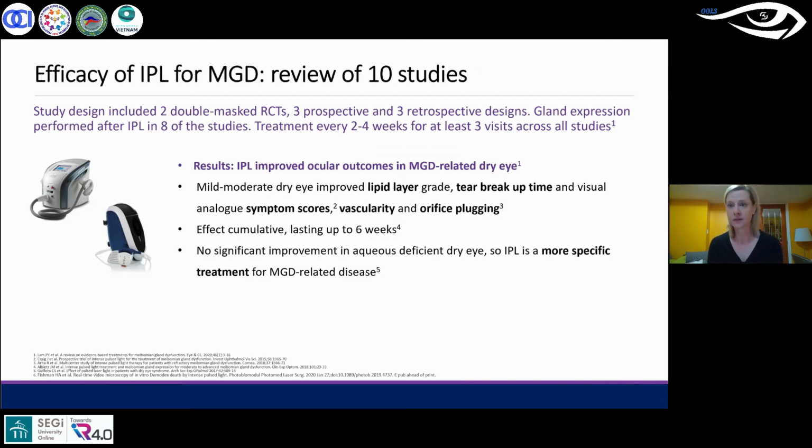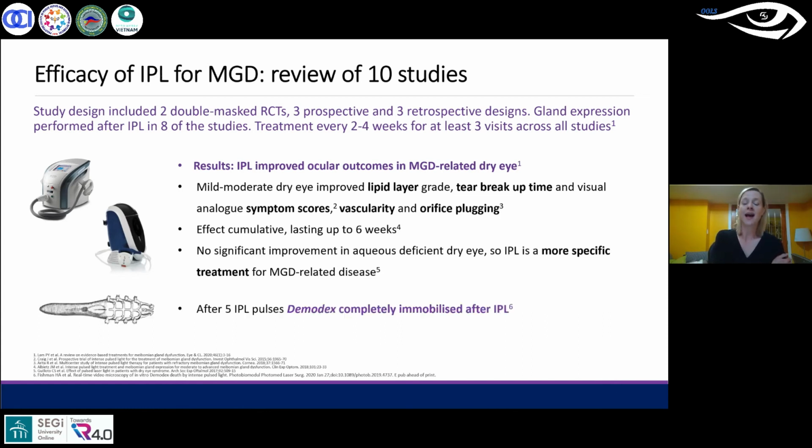IPL is another treatment that's being used an awful lot for MGD patients as well. Again, a review coming out last year of 10 studies: 8 of those studies did IPL followed by manual expression. So again, we still need to get the Meibum out of the glands, but found an improvement in signs and symptoms by using that technique. IPL needs repeated visits. These were typically treatments done every 2 to 4 weeks across at least 3 visits, and the effect was cumulative up to about 6 weeks. So we don't have evidence right now for much longer effect with IPL. More research needs to be done, but certainly it can make a difference.